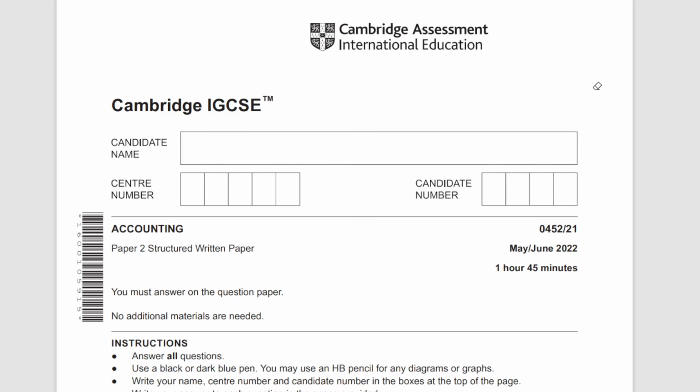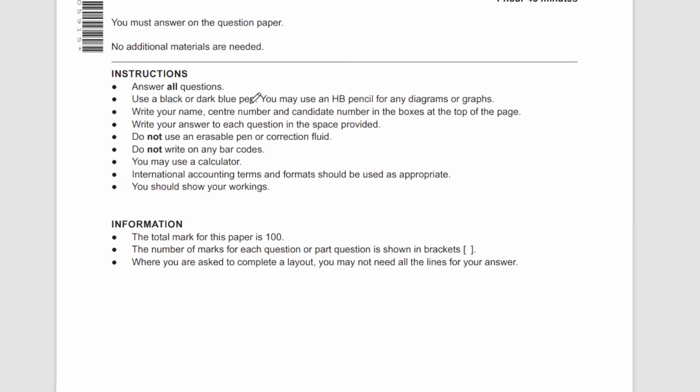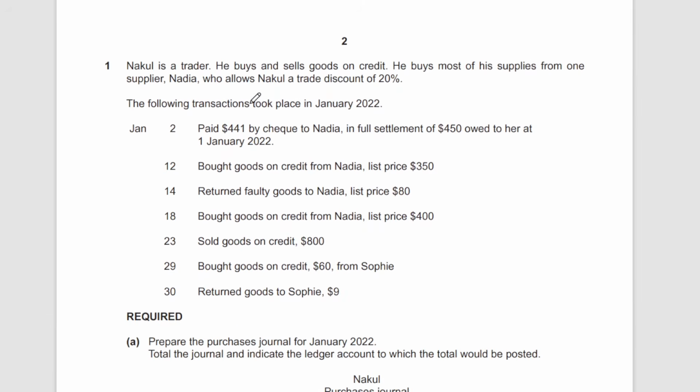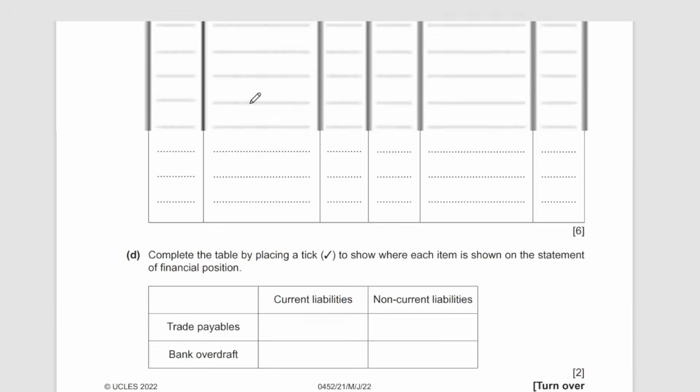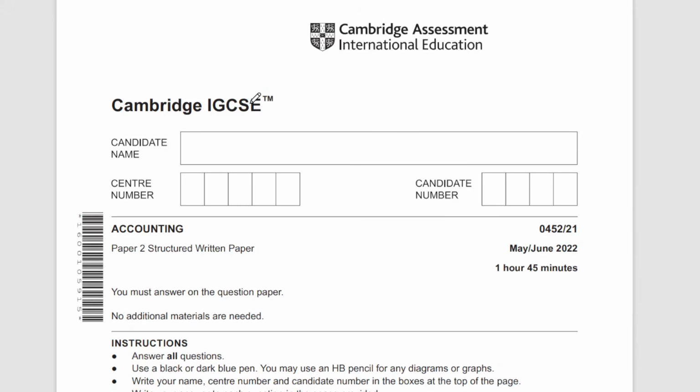Today we're going to solve question number 1 from May-June 2022, paper 2-1. I'll try to upload more often until your exams for the upcoming session. But today we're just going to solve question number 1, which is worth 20 marks, and that's 20% of your paper. Okay, let's begin.